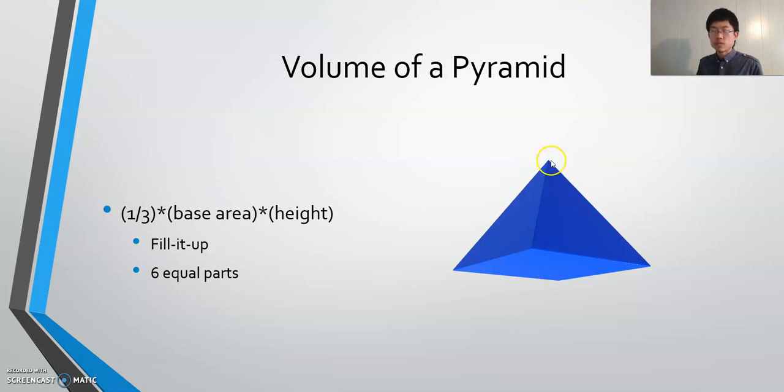Draw a line from this apex straight down to the base. Make a 90-degree angle right there with this line and this base. Kind of like a person standing up in the base.